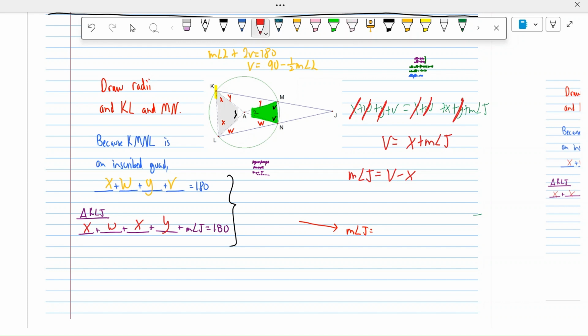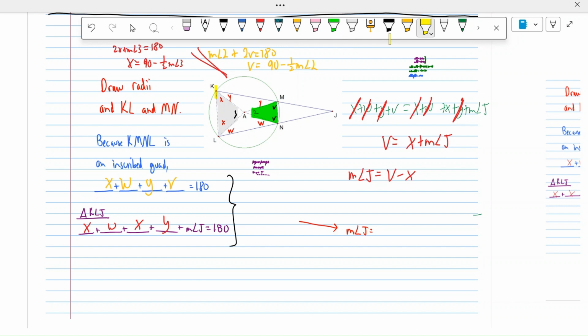And because of this gray triangle over here, X plus X plus angle 3 equals 180. So 2X plus the measurement of angle 3 is equal to 180. I want to make a substitution down here, so I'm going to solve this equation for X. Subtract angle 3, divide by 2, and X is equal to 90 minus 1/2 the measurement of angle 3.